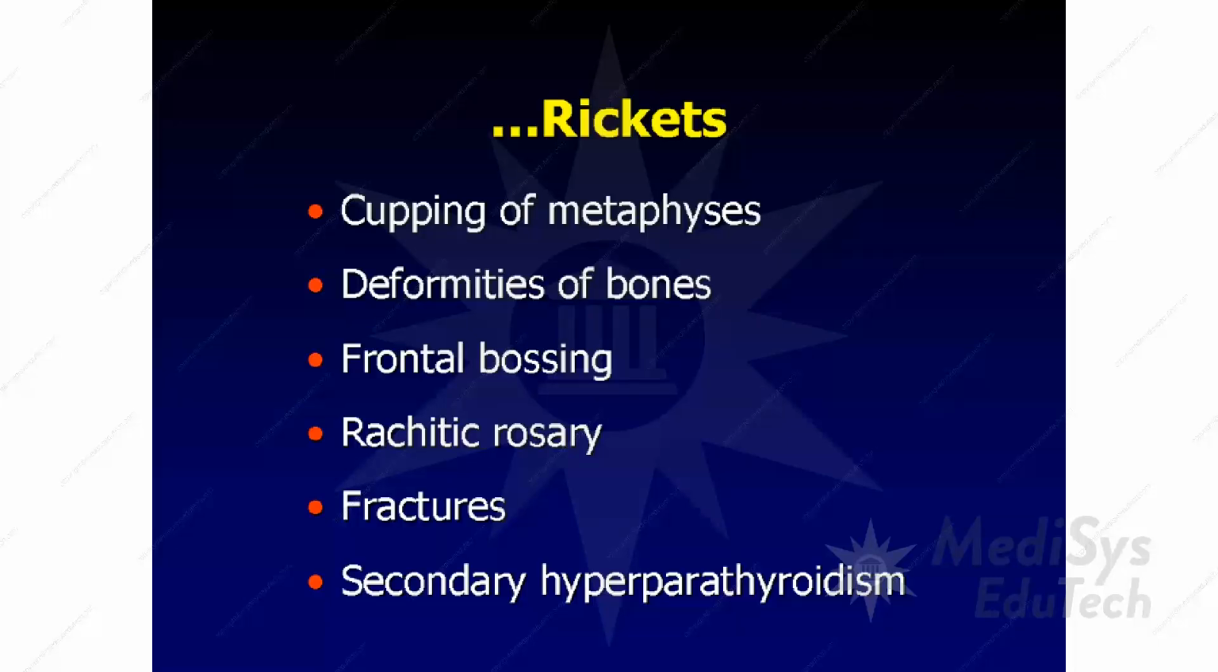Radiological characteristics: cupping of metaphyses, not only tubular bones, other bones also. Deformities of bones, because these are soft bones. That's why even if the child does normal routine walking and running, you may get deformities of bones. Frontal bossing, or the so-called craniotabes, rachitic rosary.